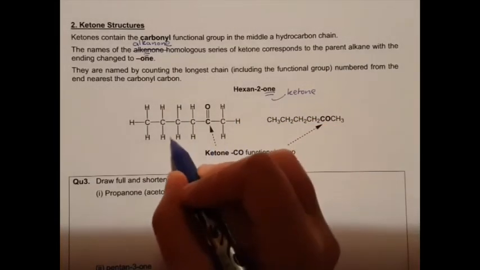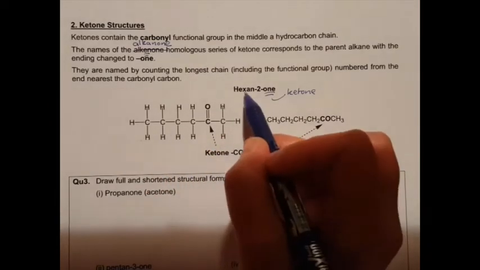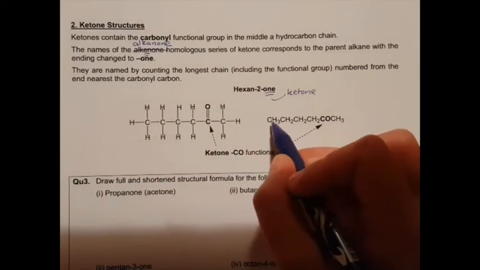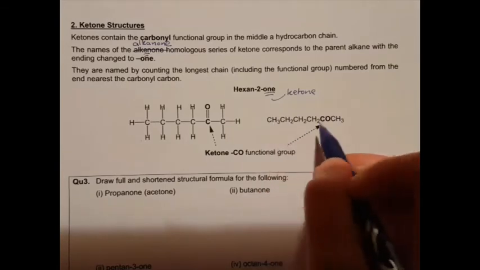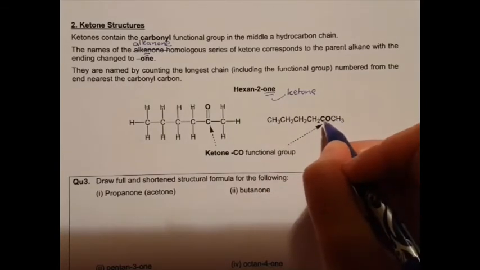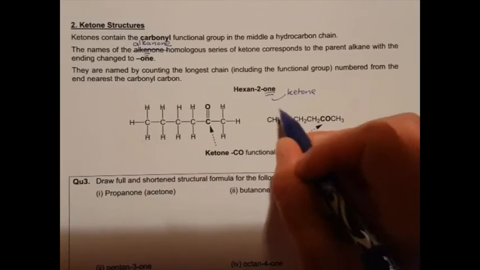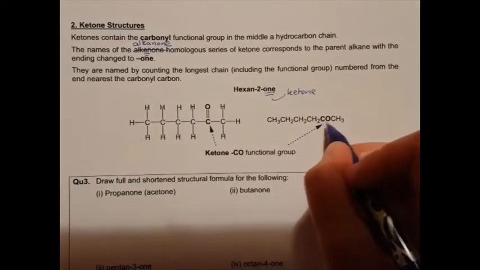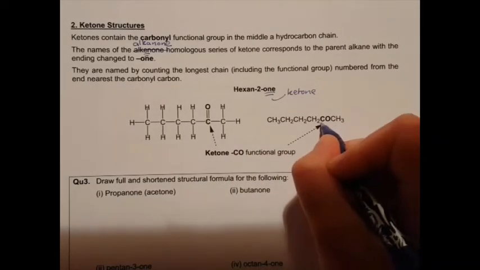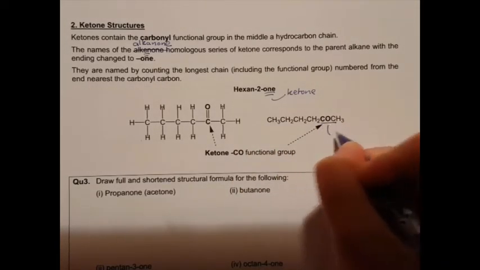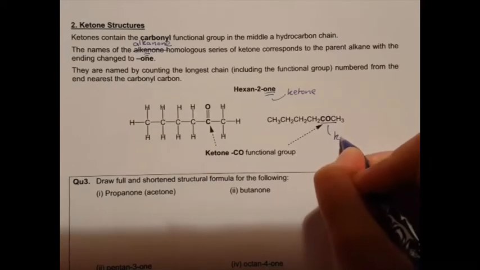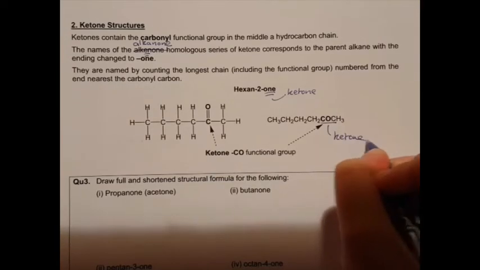So you've got an example here. We'll just look at this one actually. So this is hexan-2-one. You'll see that in the shortened structural formula for ketones, the carbonyl group is just written as CO. So if you see COC in a shortened structural formula, that should tell you that this is a ketone.